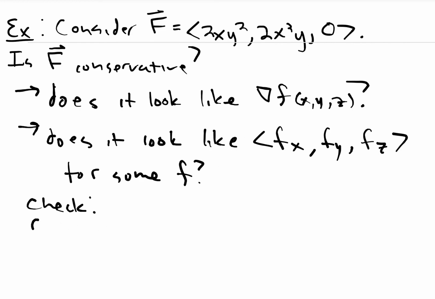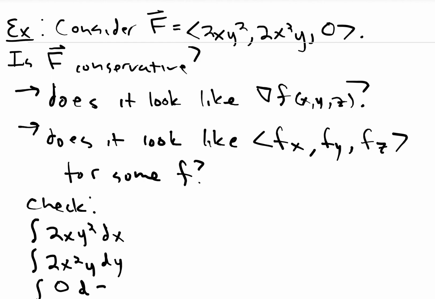So I'm going to take an antiderivative of this first component. Hopefully this looks like antiderivative of fx with respect to x, and then I get some f back. I can check this other piece with respect to y, and then I can check this last piece with respect to z, okay? So if I actually compute these, let's double check.